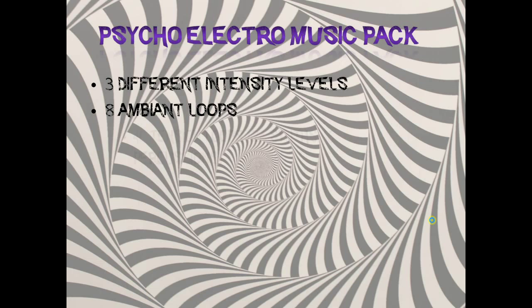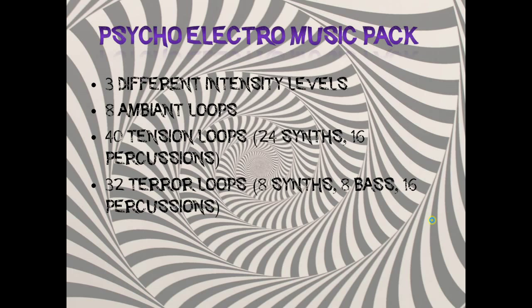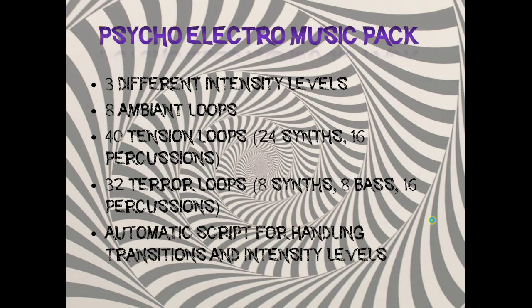So let's recap the features of this asset. You have 3 different intensity levels. You have 8 ambient synthesizer loops. You have 40 tension loops, which include 24 synthesizer loops, 16 percussion loops. You have 32 terror loops, which is 8 synthesizer loops, 8 bass loops, and 16 percussion loops.